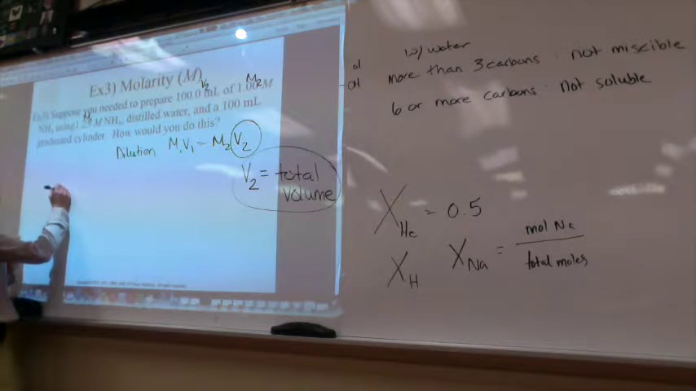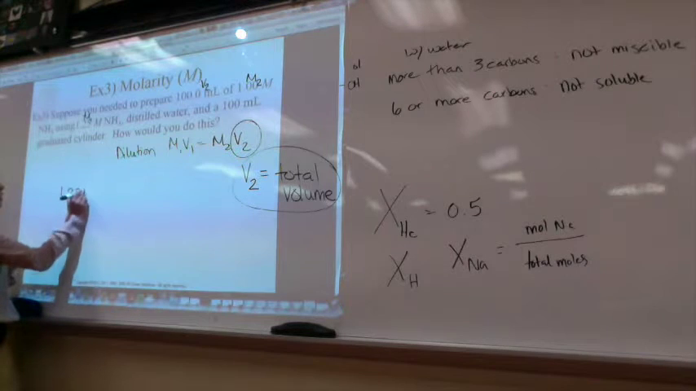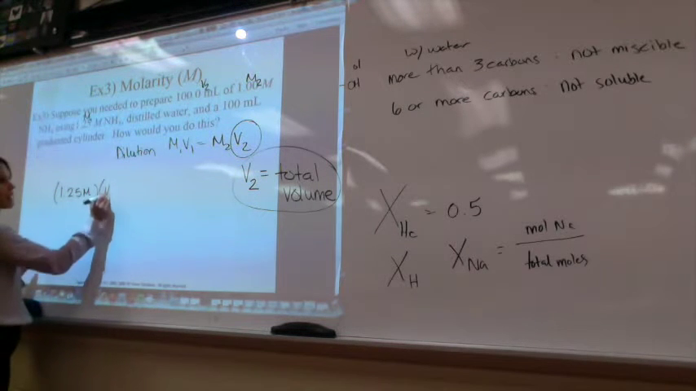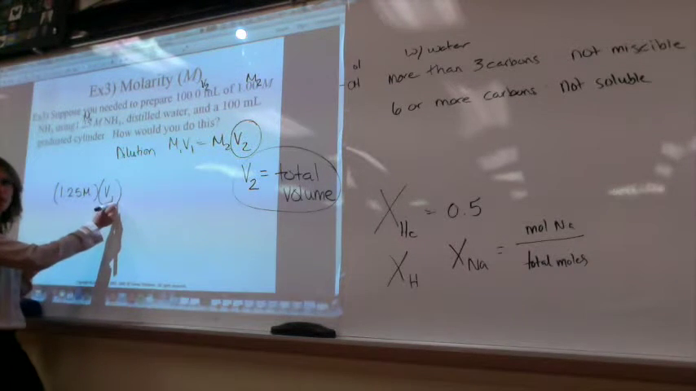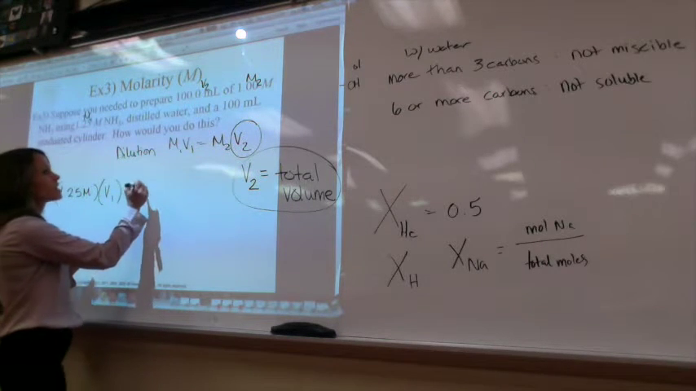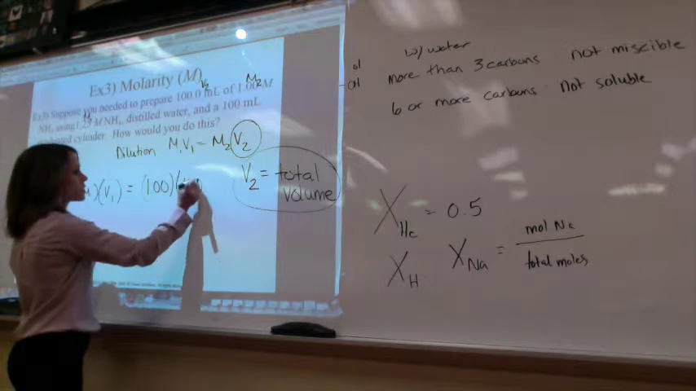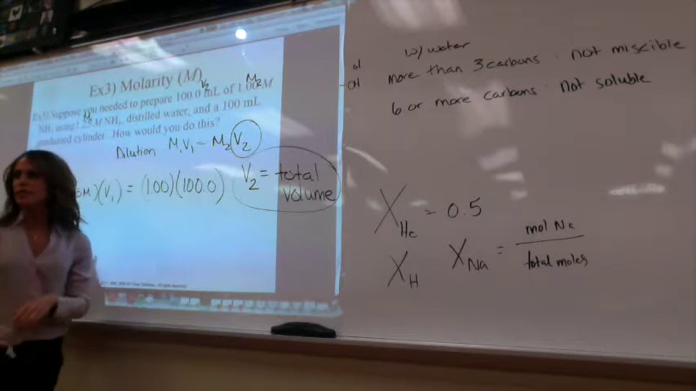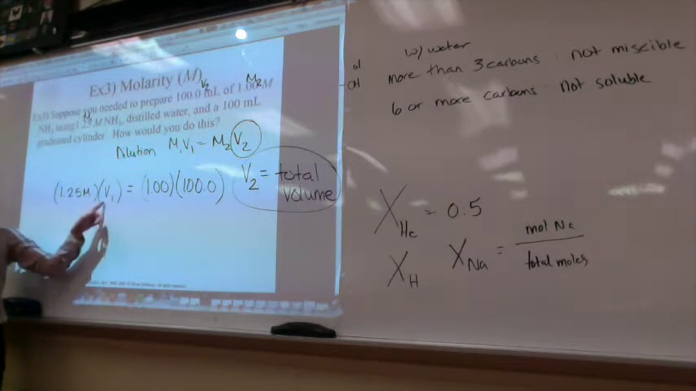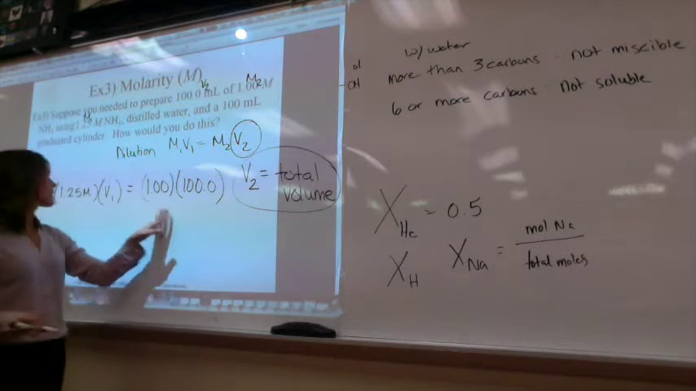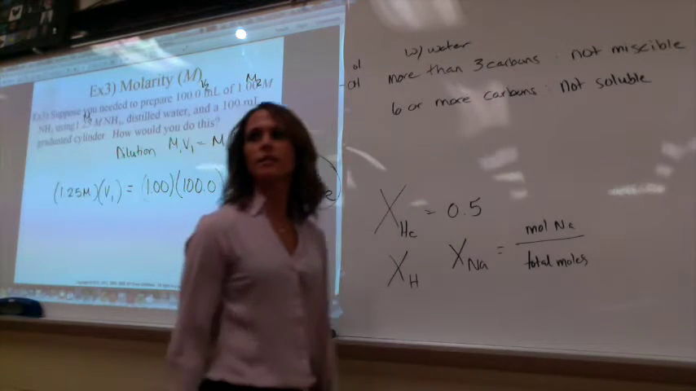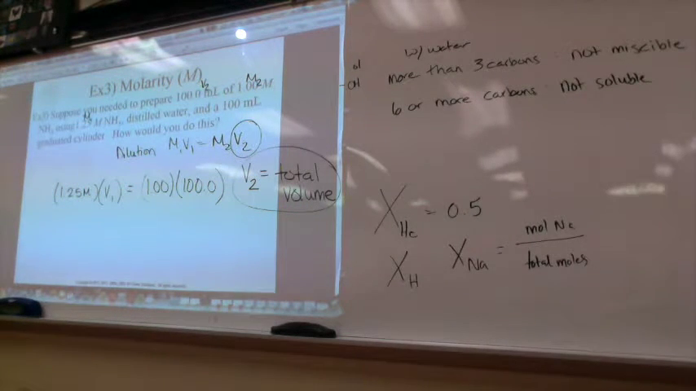So I'm going to take my M1 as 1.25 molar. I'm going to multiply that by V1, but I'm not sure how much of it I should use. And then that's equal to 1.00 times 100 milliliters. You don't have to convert to liters because my answer will then just be reported in milliliters. So you multiply, and then you divide, and then that'll tell you the volume that you should use of the concentrated substance.